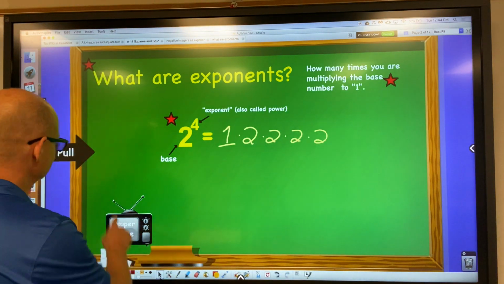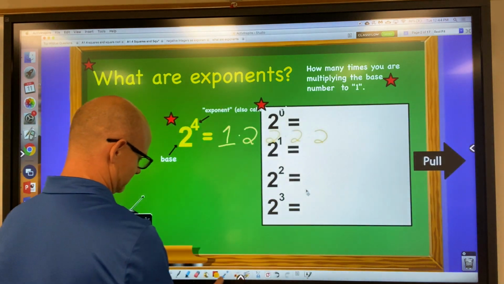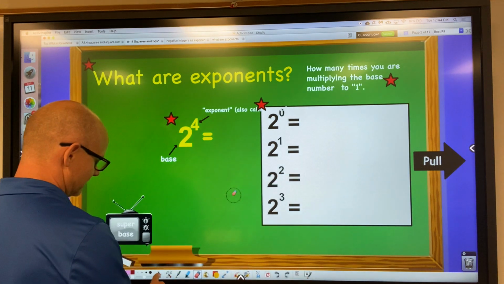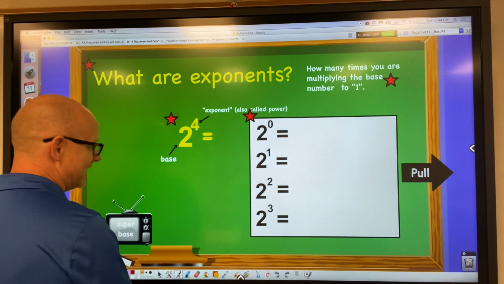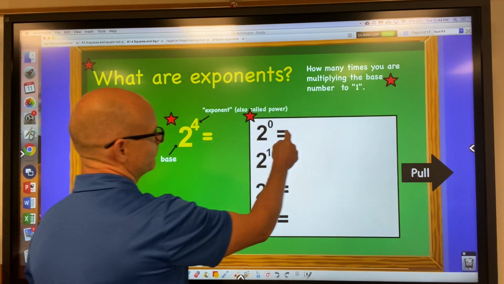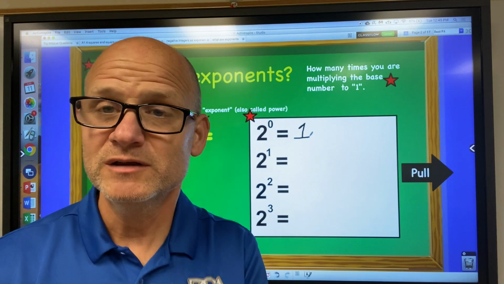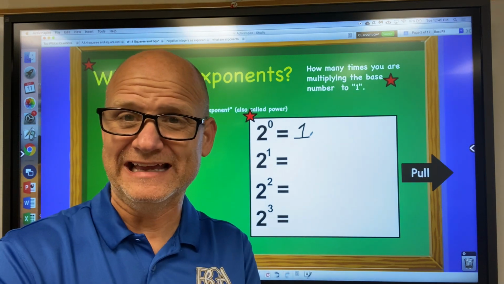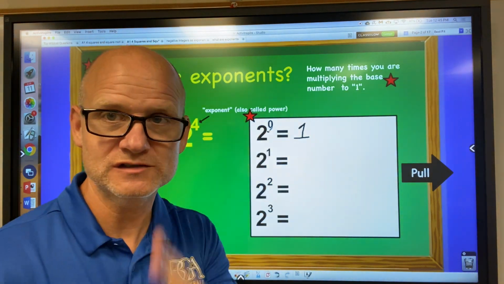So when you see a chart like this, let me erase some of this stuff. I used to always get confused by this, but a math teacher would tell me that 2 to the 0 power is 1. And I was always like, I don't get that. Because how many 2's are you multiplying to 1 by? None. There's 0 of them. So you just have 1.